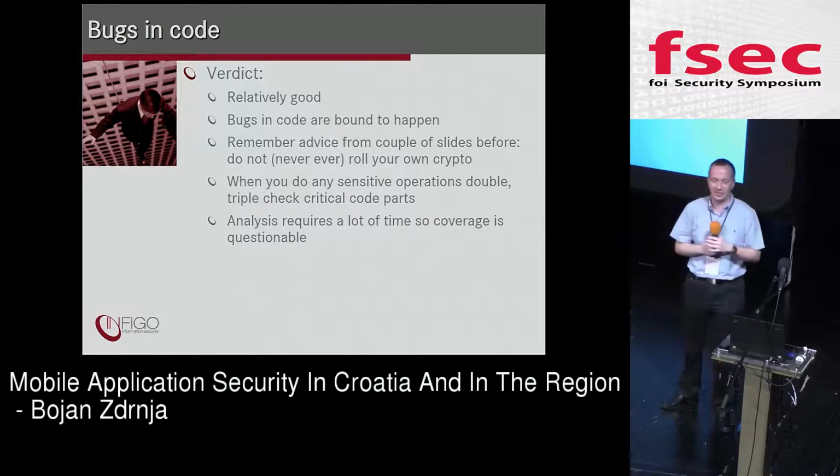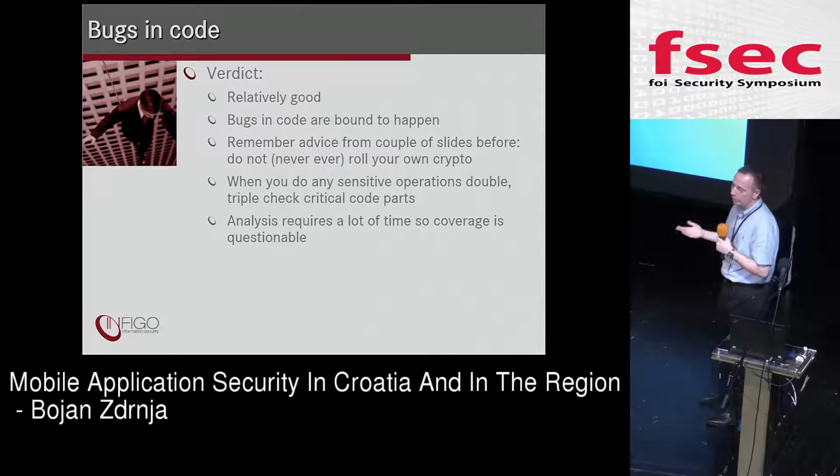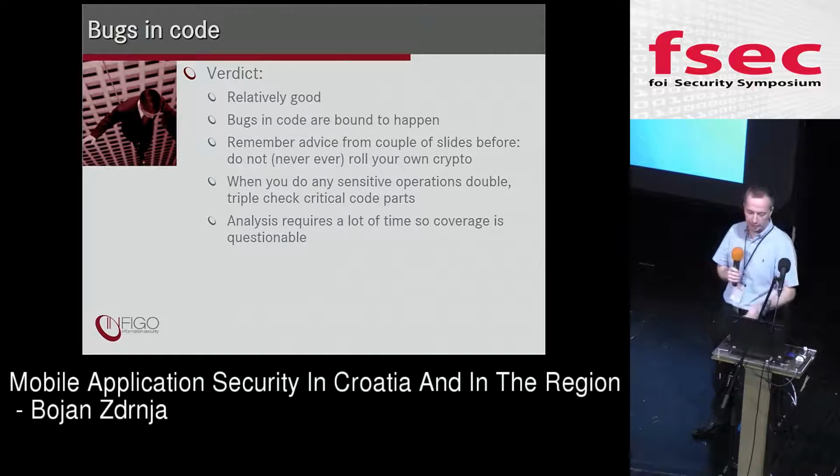Again, our applications are relatively good, obviously, thanks to all the vulnerabilities we found and they fixed. But bugs in code will happen inevitably. We will miss them, developers will miss them. So it cannot unfortunately be avoided. The good advice, I think, is that any parts of the code which do some sensitive crypto-related things should be double, triple, quadruple checked. You don't have to double check the whole application, but something which is working with encryption should be double checked.